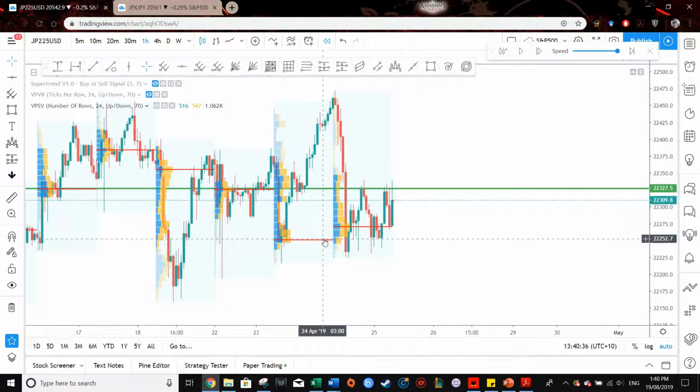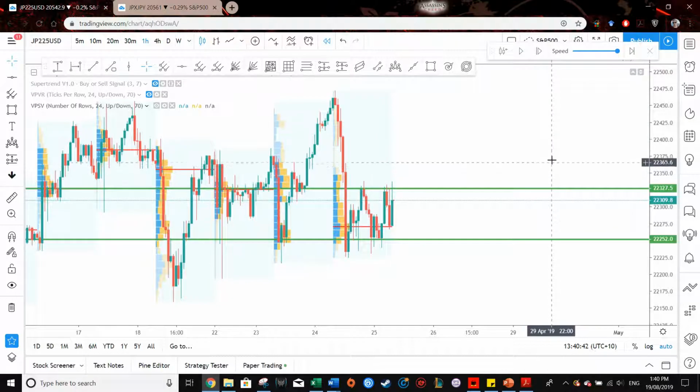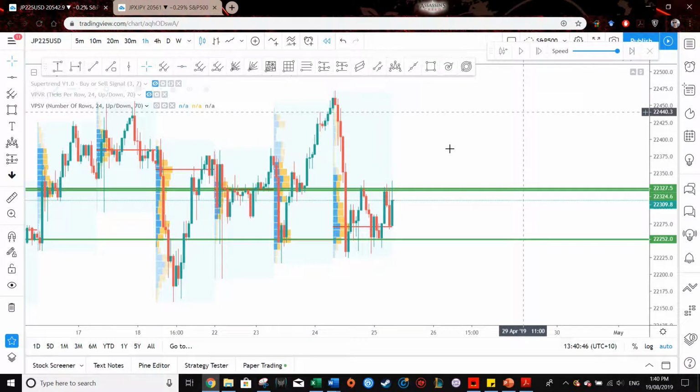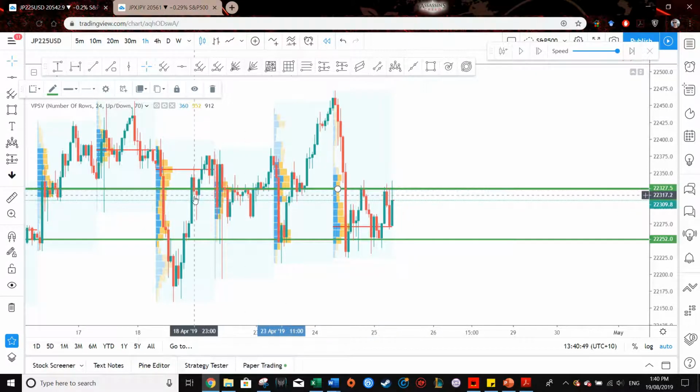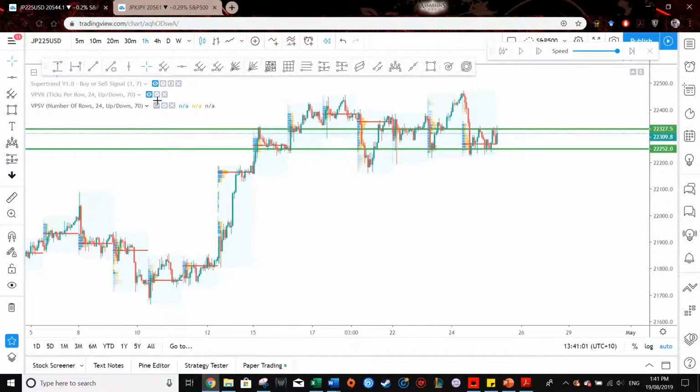Now, this here is a little bit of a concern for me straight away. It's broken the previous day's control point. However, it's also yet to break through the control point from two days ago. So I'm not too sure yet what position I should be taking. There's enough evidence for me to say that it could be a buy, but there's also some things telling me that it could be a short. So I need to throw in some other things.